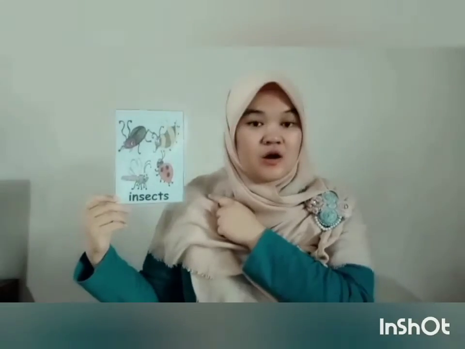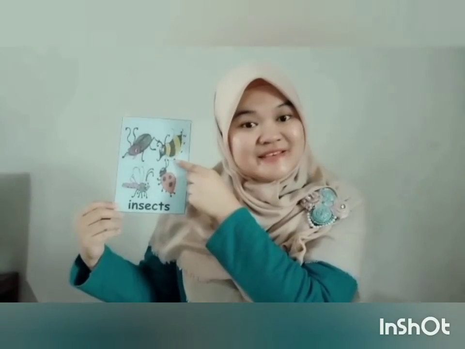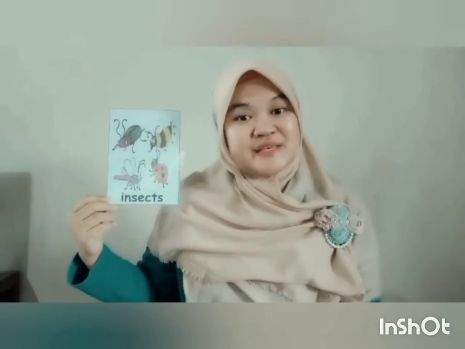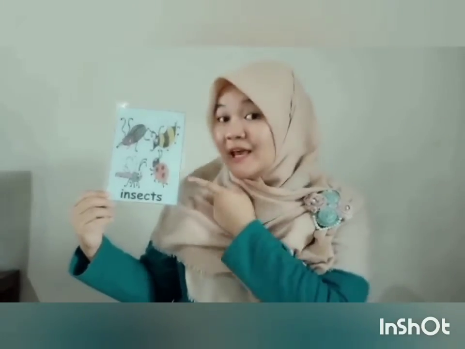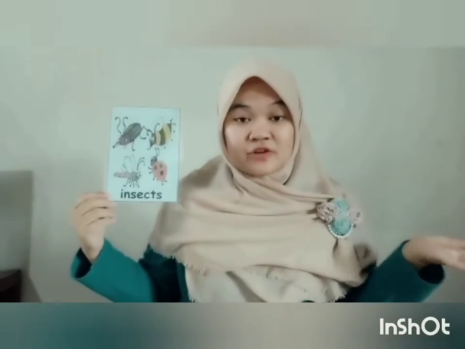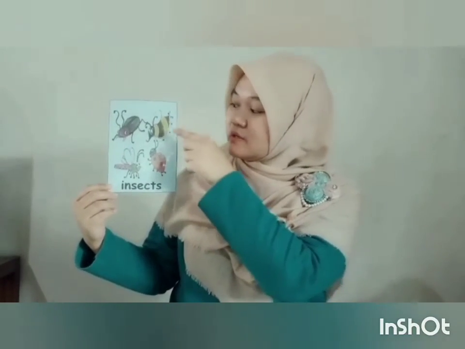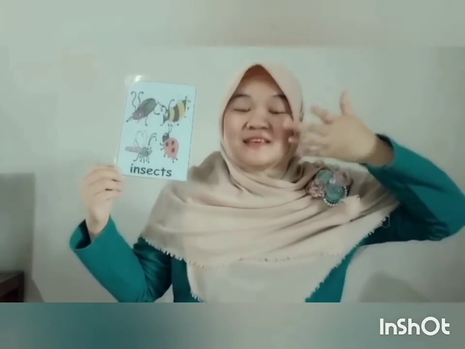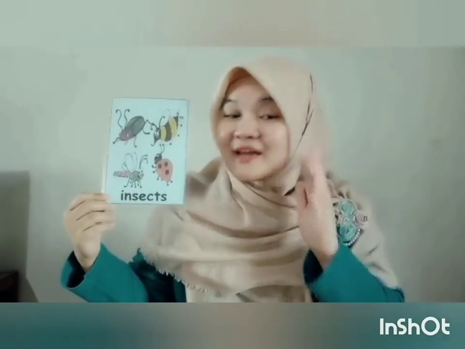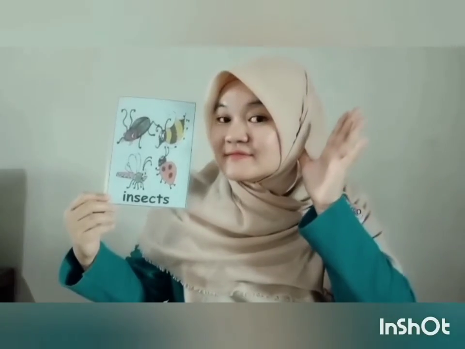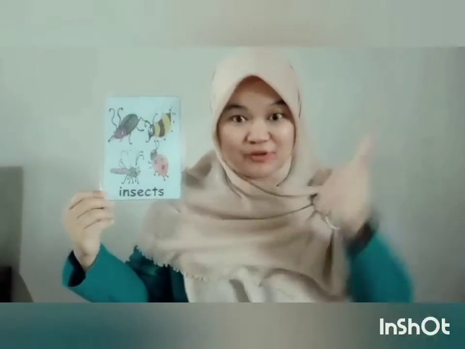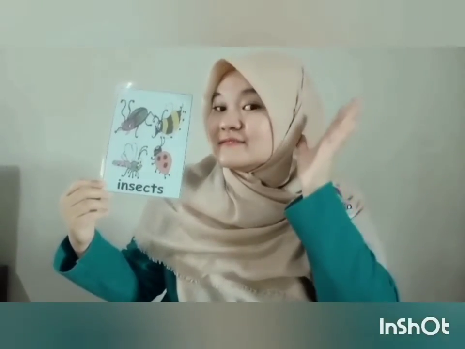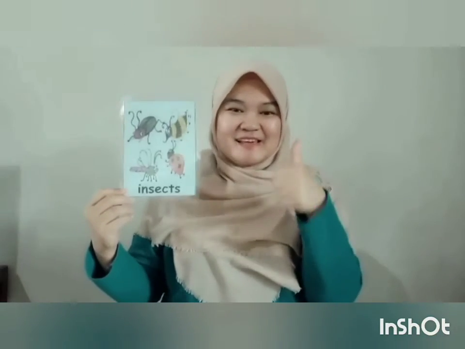What is this? They are insects. Do you know what are insects? This is a bee. And this is a beetle. And this one is a ladybug. And this one is a dragonfly. Dragonfly, ladybug, bee, and beetle, they are insects. Let's say it together. E, E, insects. Speak louder, please. Repeat after me. E, E, insect. Excellent. Well done, friends. Great job.